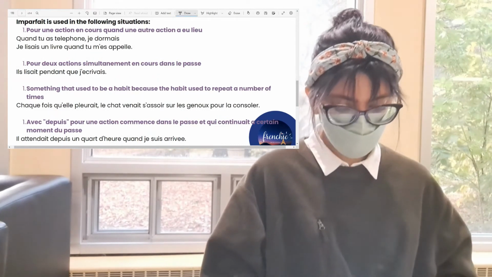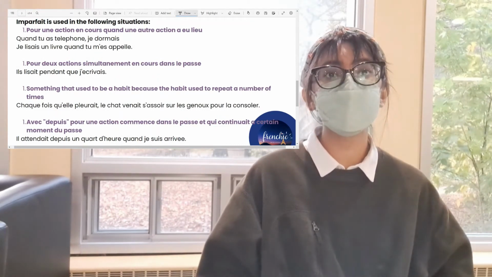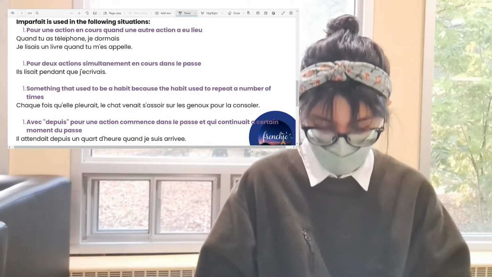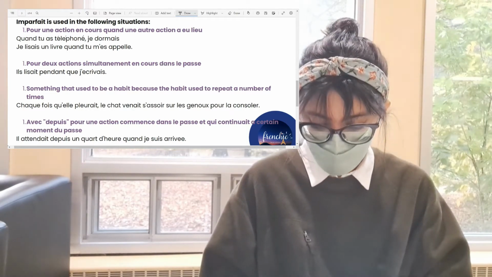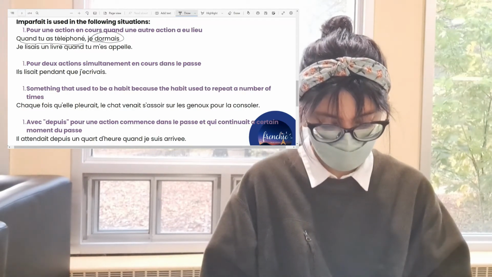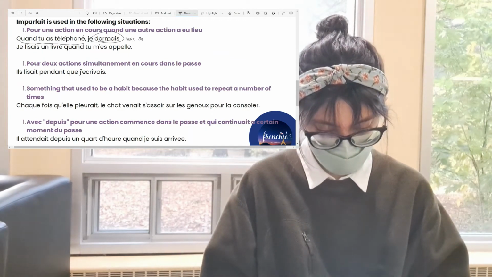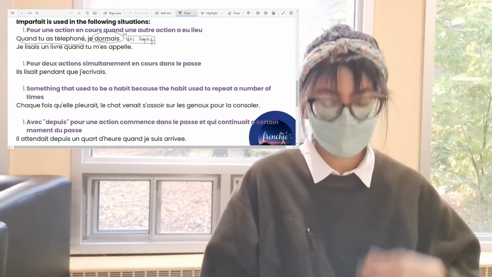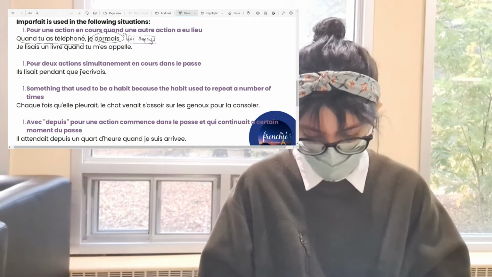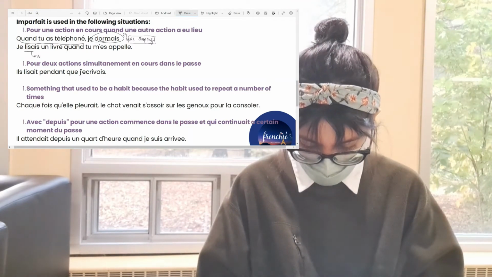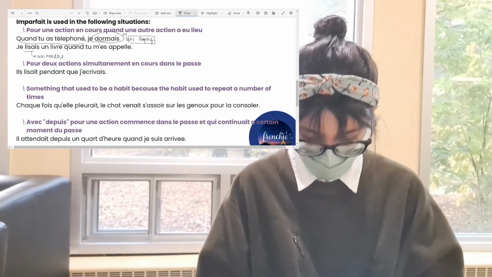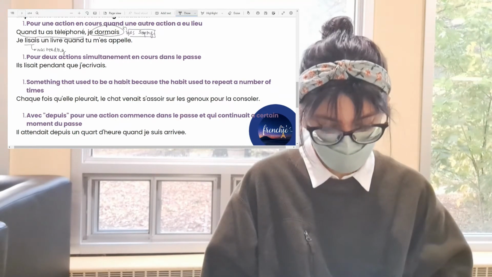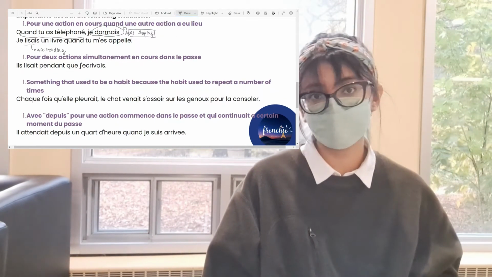So pour une action en cours quand une autre action a eu lieu. So quand tu as téléphoné, je dormais. Okay, so when you called, I was sleeping. So again, notice the past progressive is in the imperfect tense, which is something that you should be focusing on. Now, I was reading a book when you called me. Okay, so again, very, very essential pieces of knowledge to be able to understand.